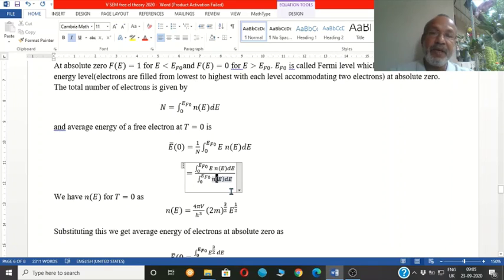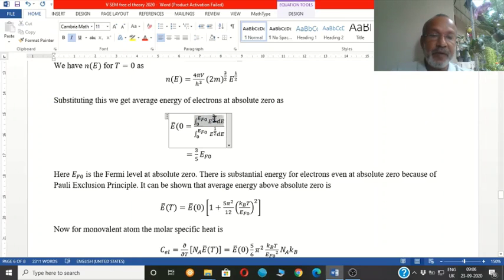So that is a simple integral of the type integral x raised to n dx, and integral x raised to n dx is x raised to n plus 1 by n plus 1. So in the numerator you will get EF0 raised to 3 by 2 plus 1 by 3 by 2 plus 1, and 3 by 2 plus 1 is 5 by 2. In the denominator you will get EF0 raised to 1 by 2 plus 1 divided by 1 by 2 plus 1. 1 by 2 plus 1 is 3 by 2.